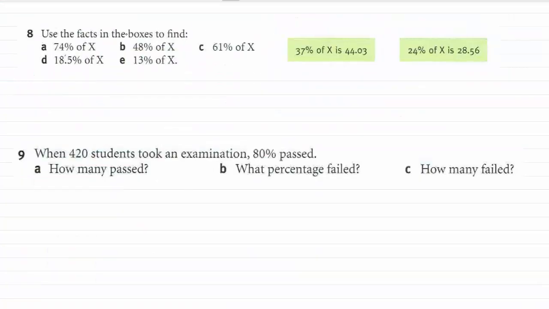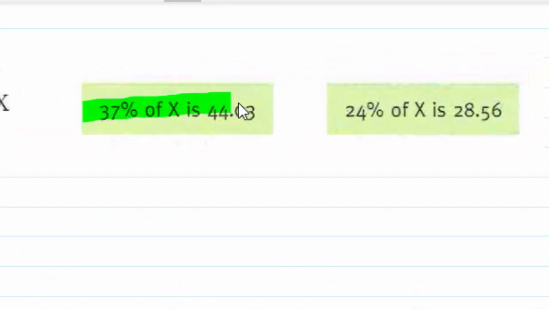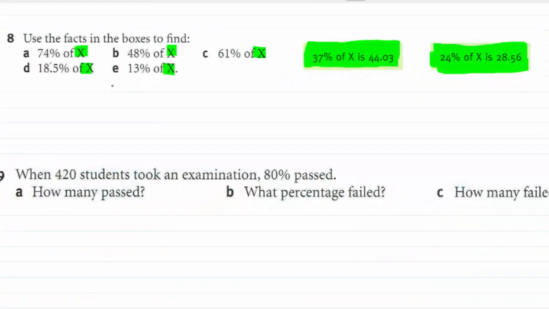Percentage. When we have some missing numbers in percentage for such a question, look, it's given that 37% of x, which is the missing number in all of these, is 44.03. 24% of x is 28.56. Now we are going to use these two given facts to work out all of these 5 percentages.